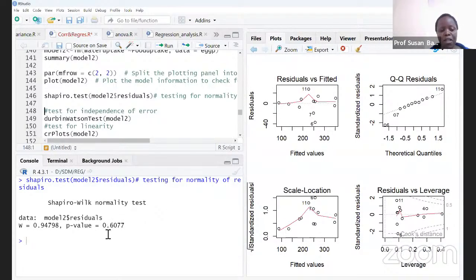When we look at our p-value here, I hope you can see the p-value in your output in the console. It is 0.6077. This is greater than 0.05, meaning we have no evidence to reject the null and conclude the residuals follow a normal distribution. Okay. In the chat, is that okay? Can I see in the chat whether the interpretation is fine? And we continue. Okay, that is great.